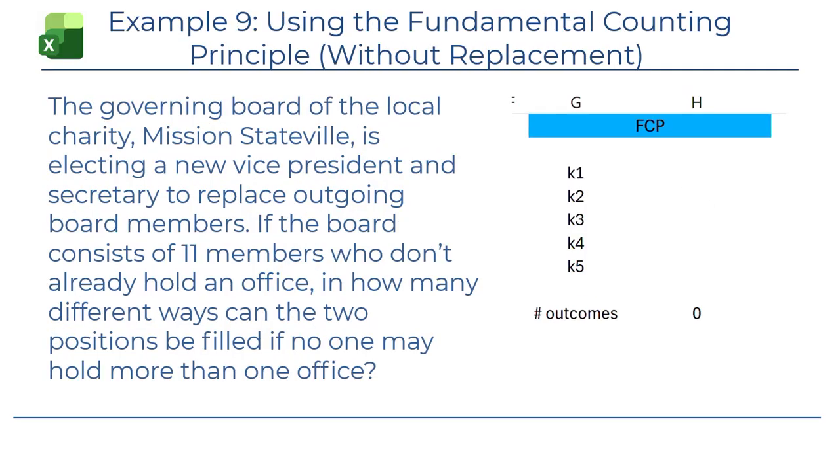For example 9, we're using the fundamental counting principle without replacement. The governing board of the local charity, Mission Stateville, is electing a new vice president and secretary to replace outgoing board members. If the board consists of 11 members who don't already hold an office, in how many different ways can the 2 positions be filled if no one may hold more than one office? So we can see that there are 11 options for the office of vice president. So the first stage of our experiment will be 11. Now, keeping in mind that whoever we chose out of the 11 to be vice president cannot also be the secretary, we know that there are 10 board members left who could be the secretary. So the number of outcomes is 110, or there are 110 different ways the 2 positions could be filled if no one can hold more than one office.